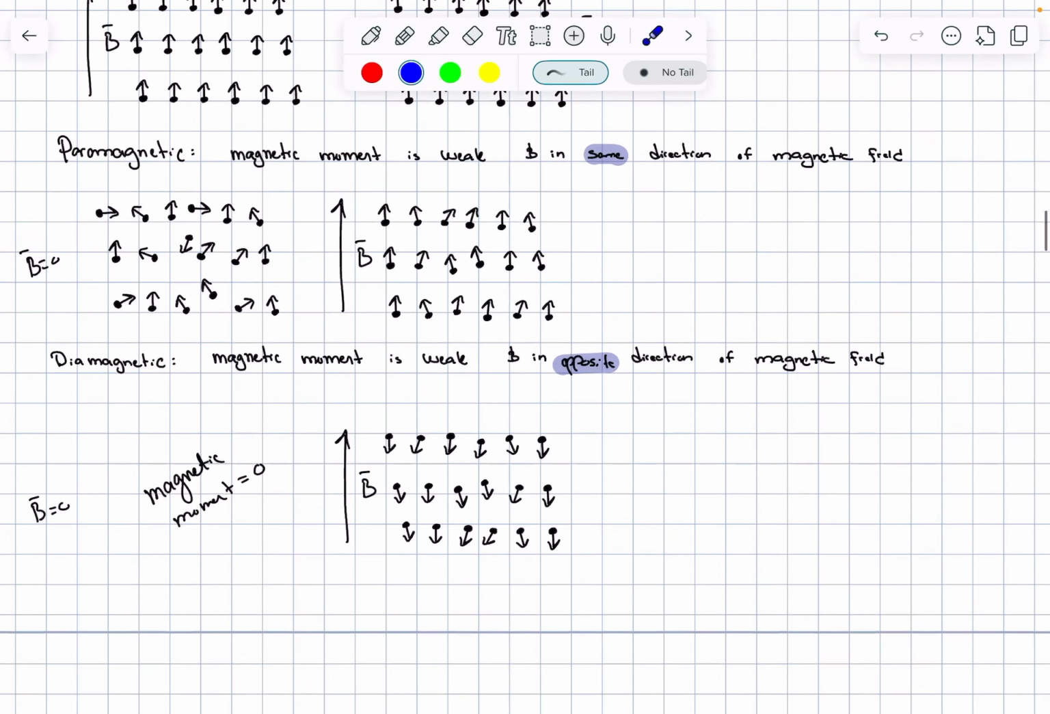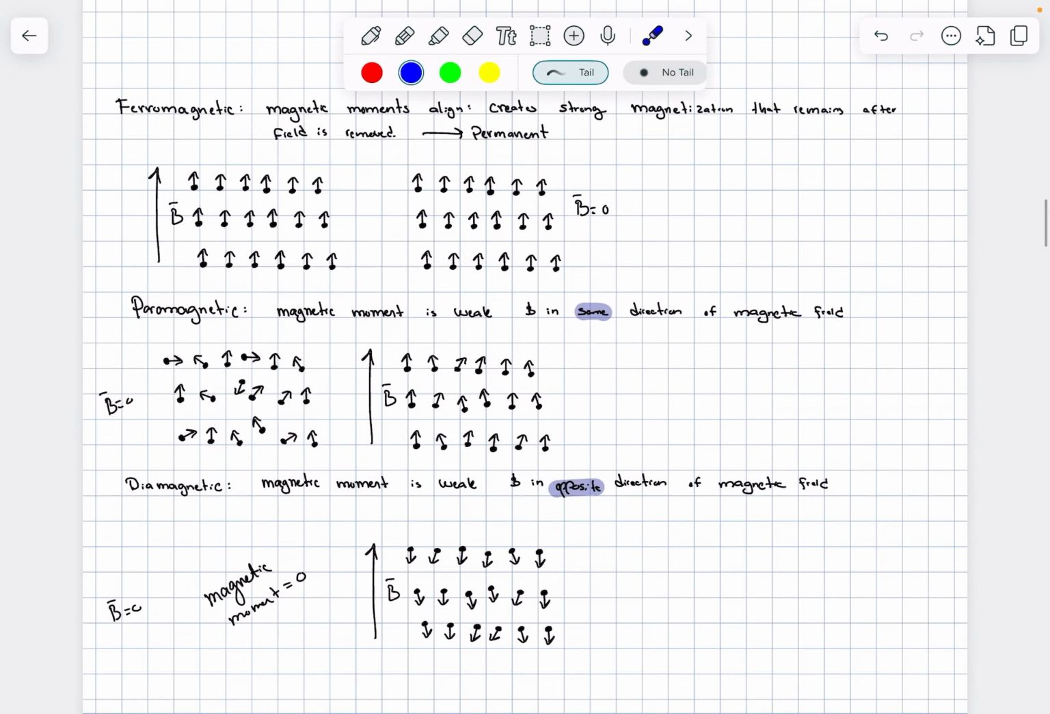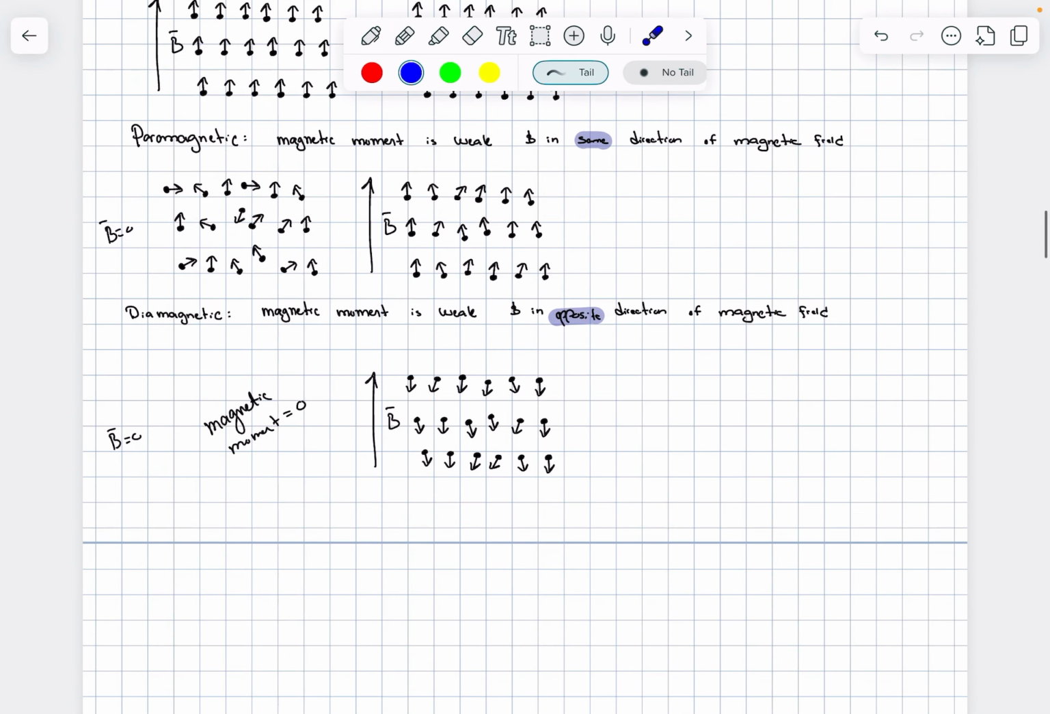The last category we have are diamagnetic materials, where these magnetic moments are, again, weak, but here they're in the opposite direction of the magnetic field. What's also interesting is that when there is no magnetic field, they have no magnetic moment. When we place them inside of a magnetic field, again, it's weak, a little bit wobbly, and in the opposite direction of B. Again, your textbook does go into more detail, and I'm not really going to talk about it in this video.